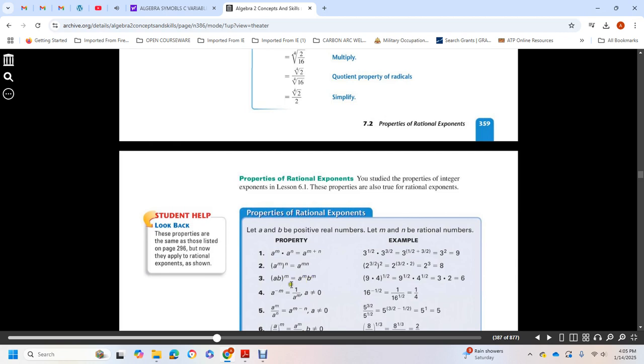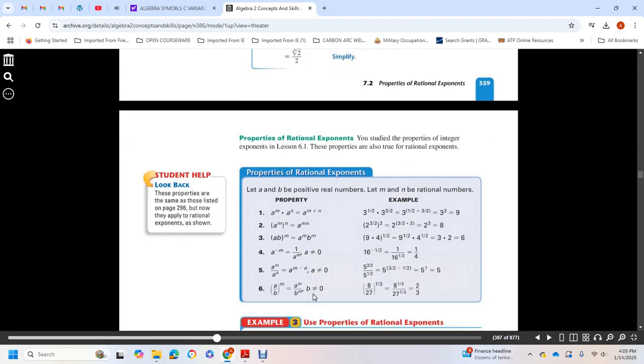a b to the m is equal to a to the m times b to the m. a to the negative m is equal to 1 over a to the m, when a is not equal to 0. a to the m over a to the n is equal to a to the m minus n, a is not equal to 0. a over b to the m is equal to a to the m over b to the m, b is not equal to 0.